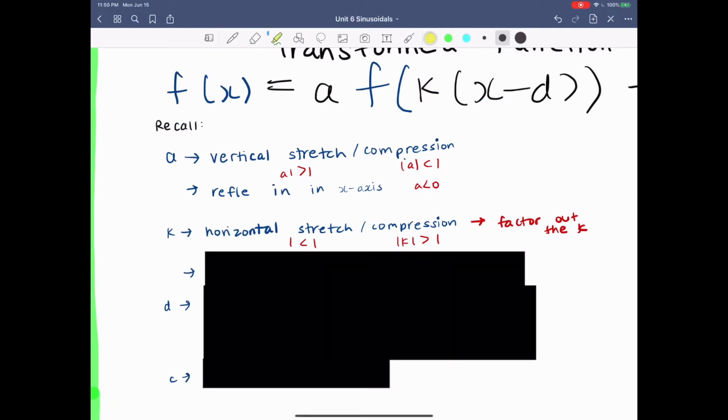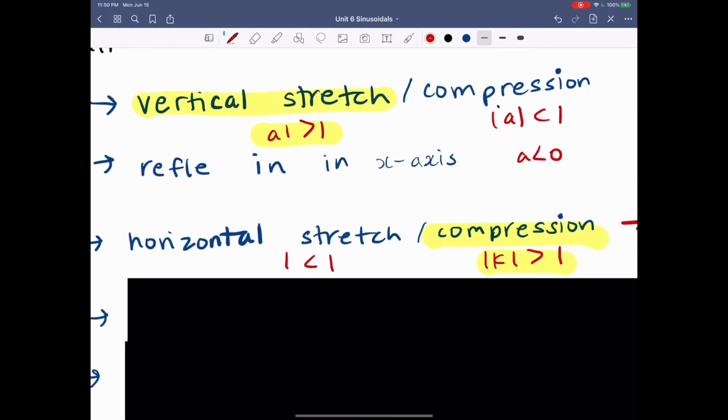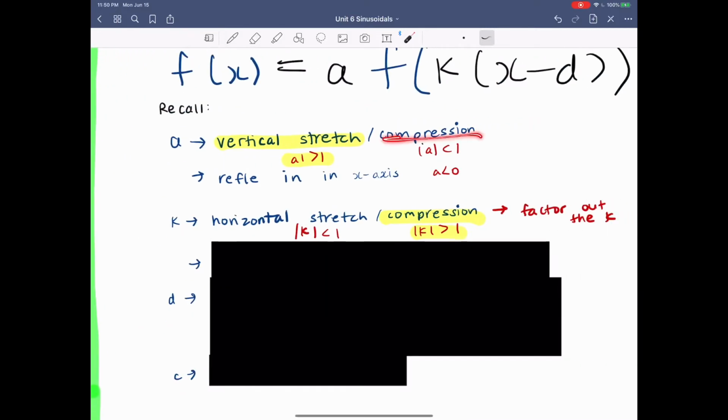So I'll just highlight, this is my go-to and this is my go-to, meaning I usually am dealing with A values or K values that are larger than 1, usually not a fraction value between 0 and 1. And that's what I mean by it's my go-to. But when I do see that the values are in fact a decimal and less than 1, then I can say it's going to be a vertical compression or horizontal stretch instead.